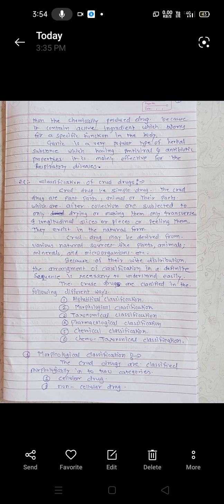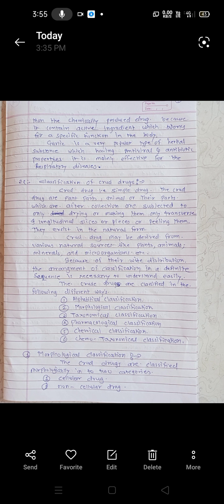The first one is cellular drugs, and the other is non-cellular drugs. The cellular drugs are organized, so they are also called organized drugs. The cellular drugs are the direct part of the plant and are divided into leaves, bark, wood, root, rhizome, seeds, fruits, flower, stem, hairs, as well as fibers. These are the cellular parts of the plants. These cellular plant parts are directly used in the preparation of medicine. Hence, they are called cellular drugs or organized drugs.